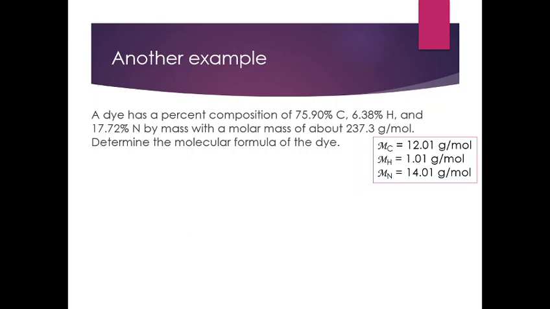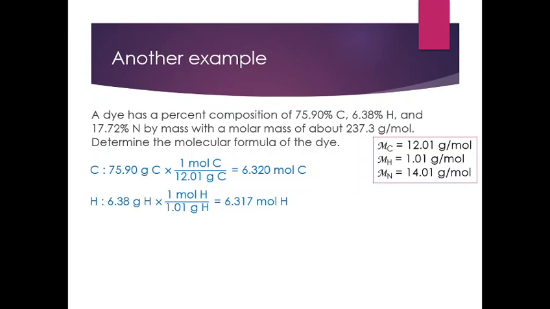The first one is convert all your percents into masses. I'm not going to write that down because it's a very easy step. Just take all these percents and change them into grams. The next step is convert our masses into moles. So our 75.90 grams of carbon can be converted into 6.320 moles of carbon. Similarly with the hydrogen, 6.38 grams of hydrogen is 6.317 moles of hydrogen. And last but not least, 17.72 grams of nitrogen comes out to about 1.265 moles of nitrogen.